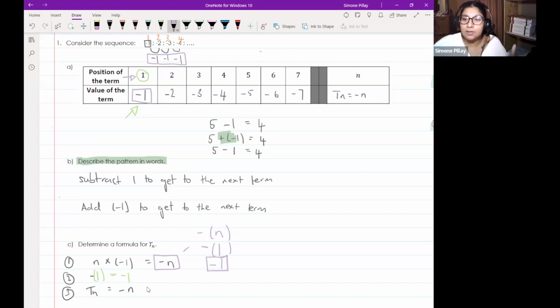So because it gives me the correct output, I can stop at this point. Sorry, I was reading the chat. So I don't have to move on further. But let's just say I substituted an input here and it gave me 5, but actually I want it to be 8. What I was going to do is add 3 to my formula to make it work. And you'll see that in the next example we do.